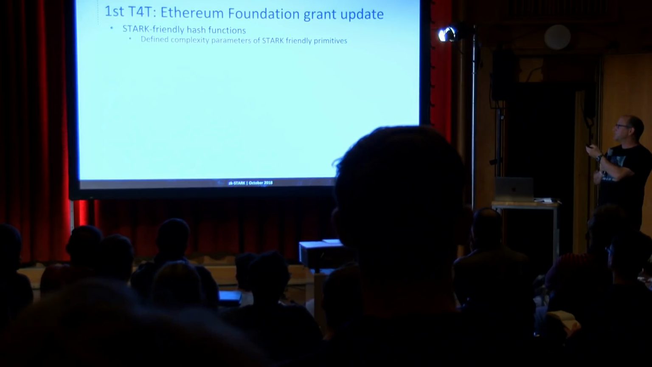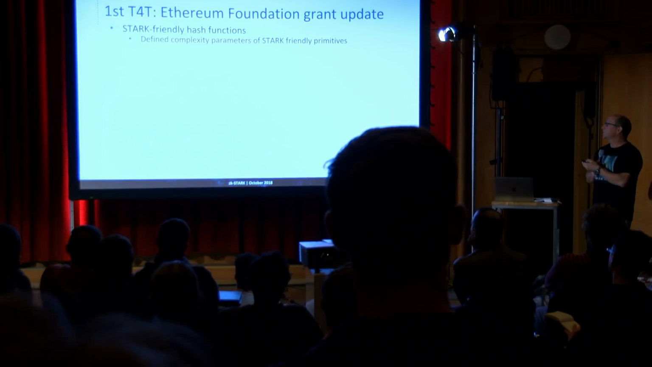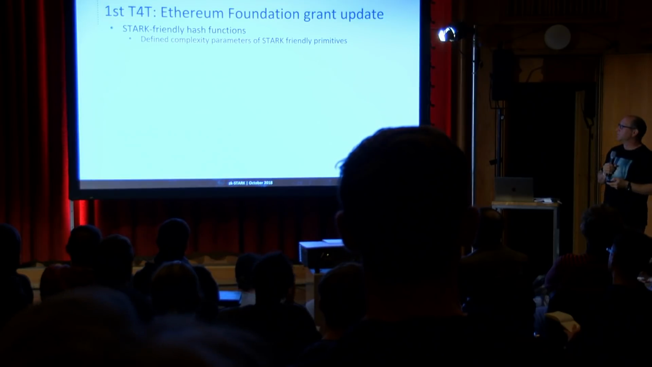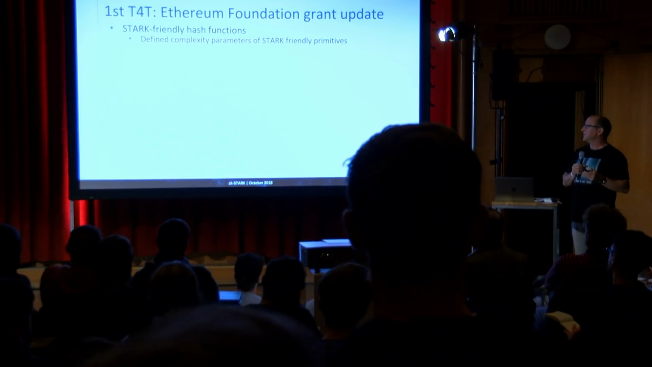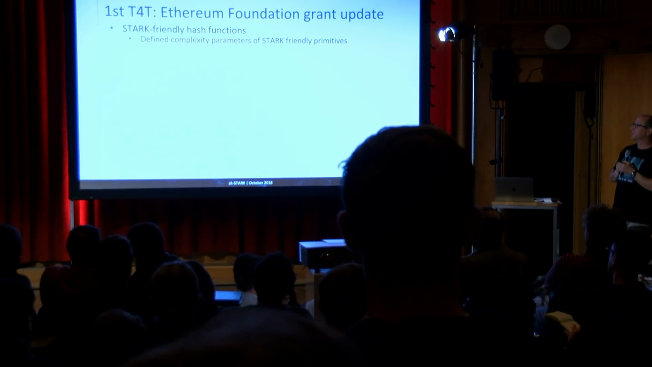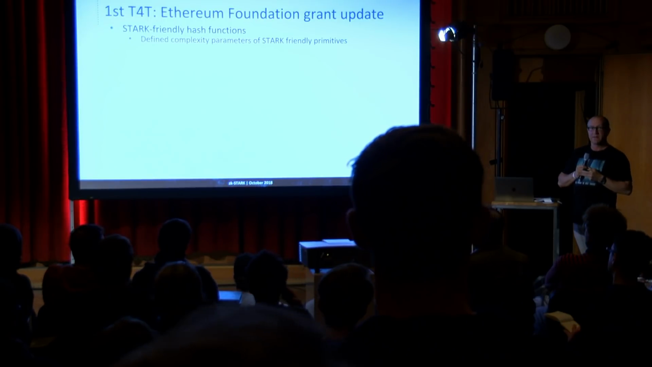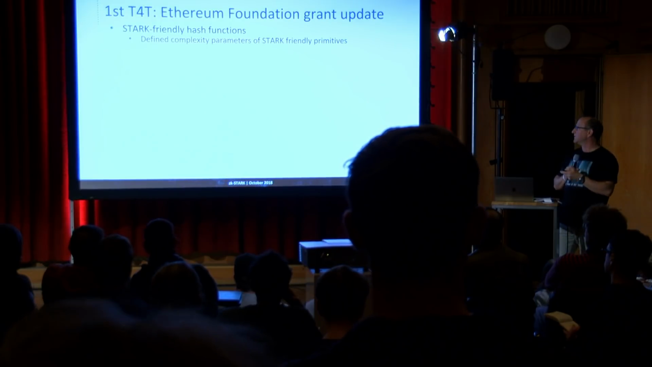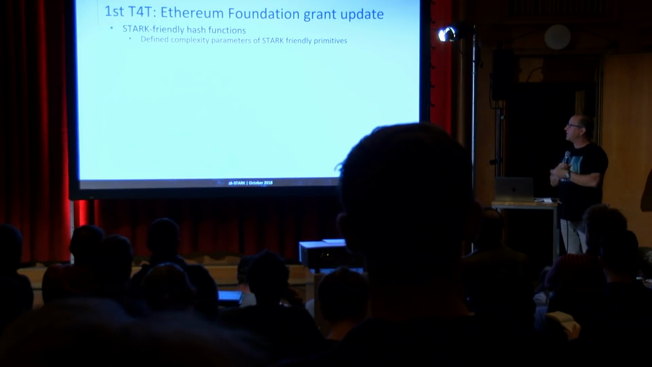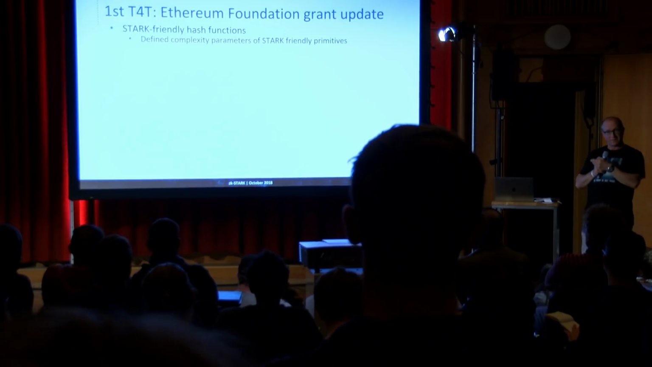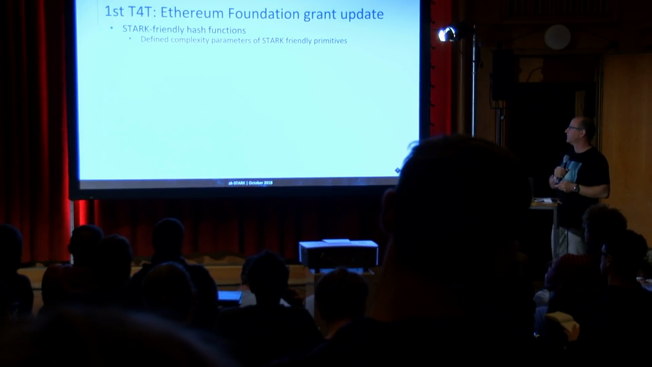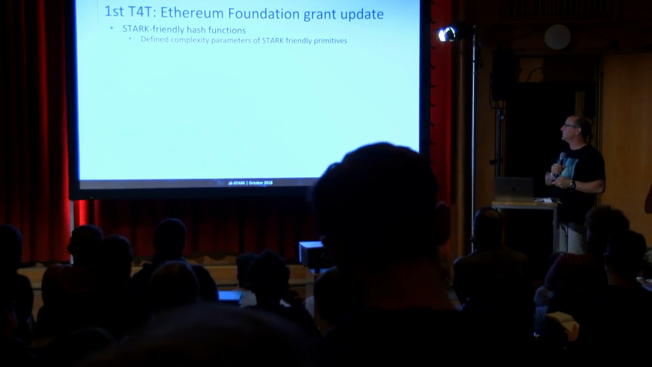So the first such project is this Ethereum Foundation grant, in which we received upwards of $6 million worth from the Ethereum Foundation in order to develop Stark-friendly hash functions and implement them. So we defined the complexity parameters of Stark-friendly primitives. We'll present a lot more on this at DevCon 4. This is like a preview.